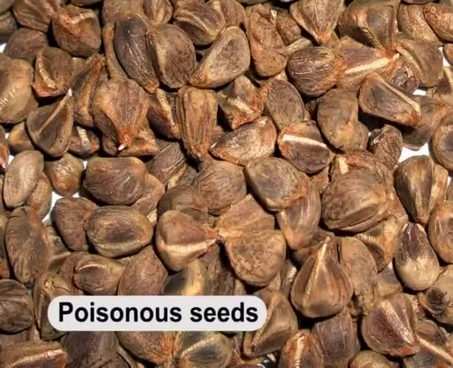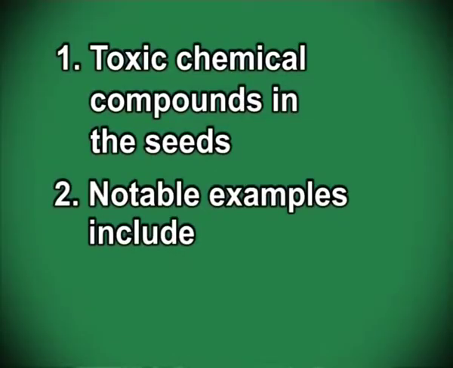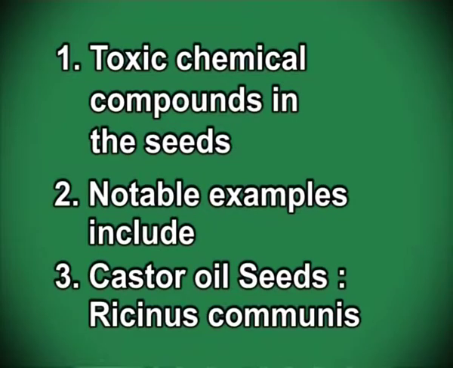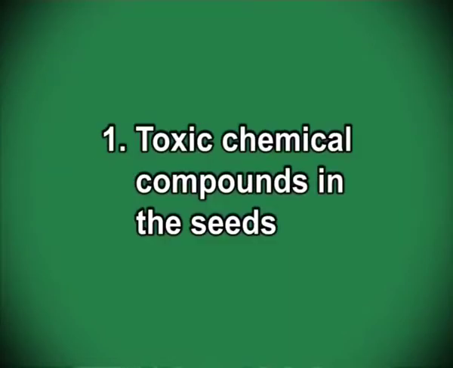This episode deals with different types of poisonous seeds, with special reference to deadly poisonous seeds, toxic chemicals and toxicity, etc. The following topics are highlighted. First, toxic chemicals or compounds in the seeds. Second, notable examples. Third, castor oil seeds, which is Ricinus communis. Fourth, datura, also known as angels' trumpets. And fifth, the conclusion.